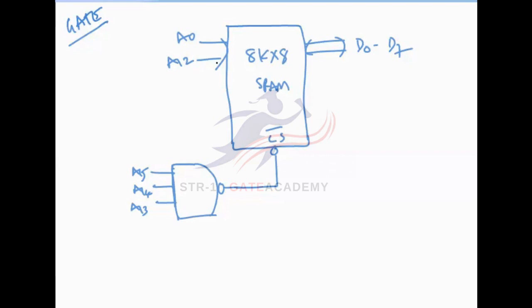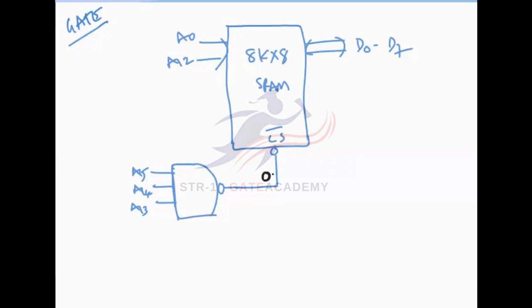So A0 to A12 are directly connected, and in the microprocessor 16 address lines are there. The remaining 3, A13, A14, A15, are connected to the NAND gate. According to our diagram, there is a chip select bar. If you want to use this memory, the chip select value should always be 0. For memory activation, chip select should be 0. If it is 0, then only the memory is activated, right?